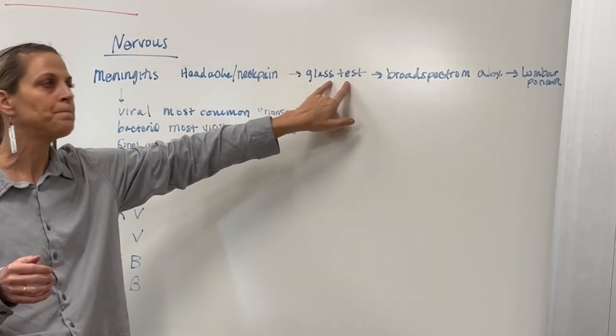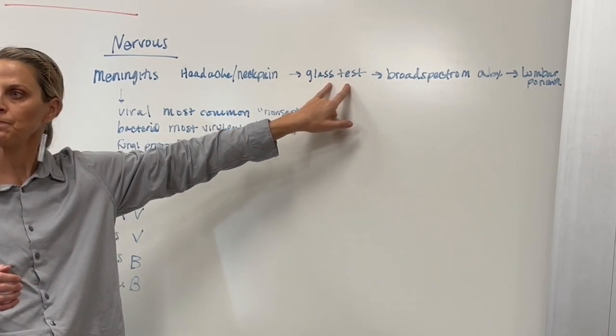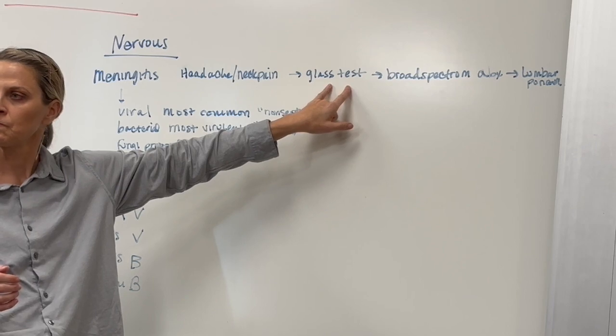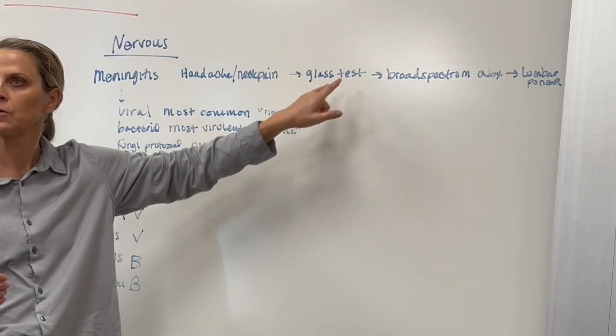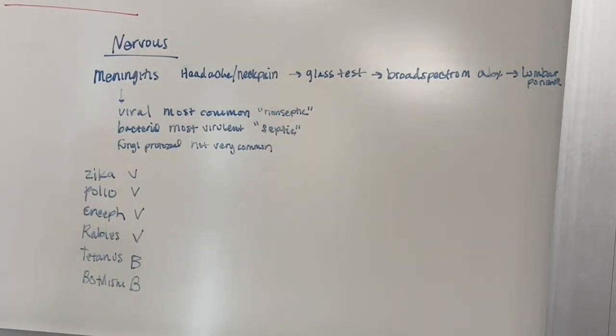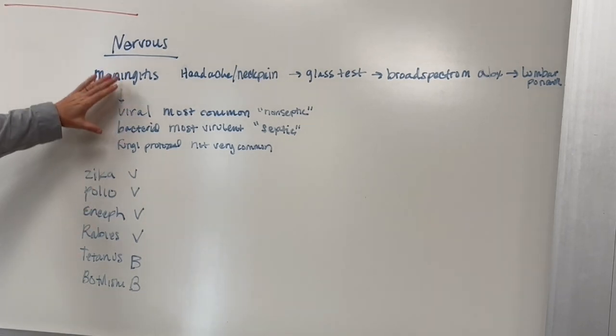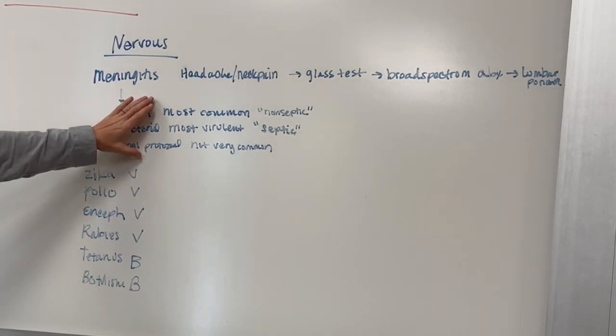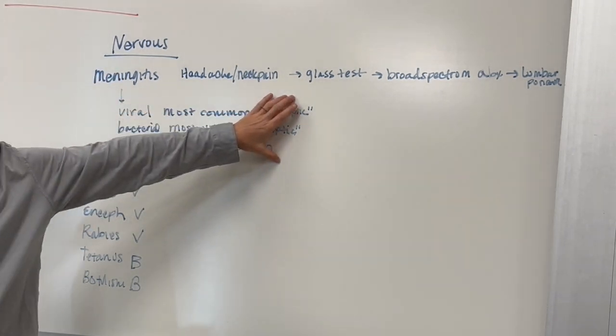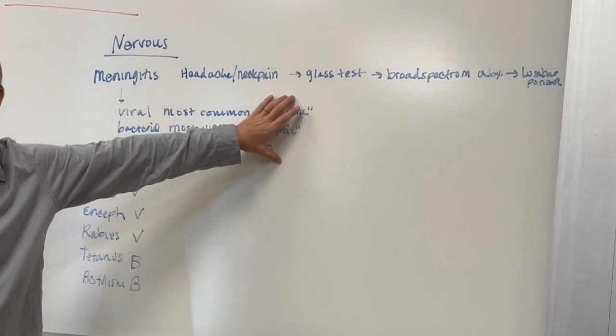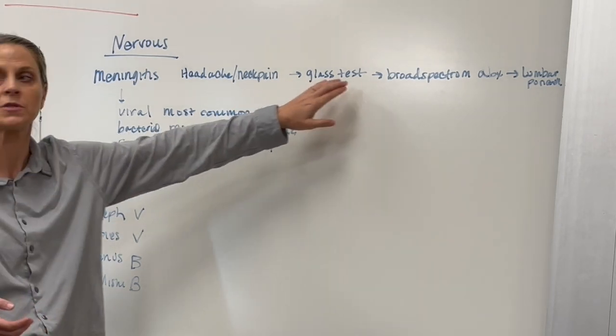Can you get meningitis rashes from viral, bacterial, fungal, and protozoa? You can get a rash from anything. Oh, you mean can you get a rash from all of these? Yes, all of these can cause a rash. But a rash is not always present either. These are just some tools in the tool chest.